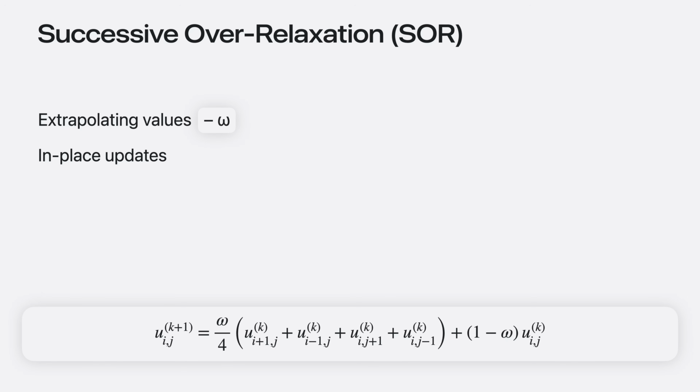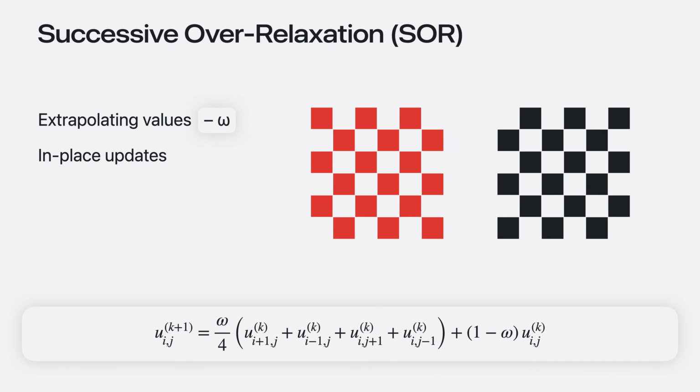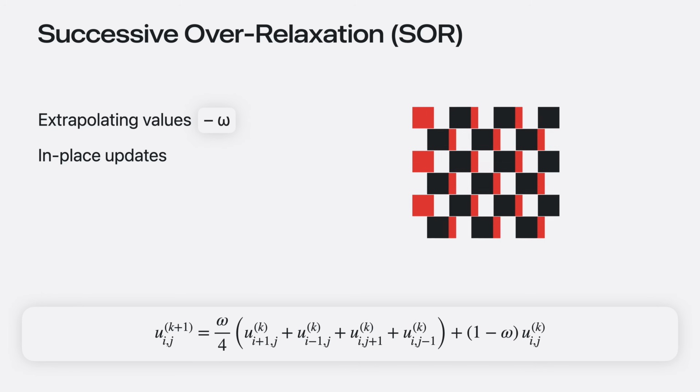The omega parameter can be computed based on the size of the array, and if the optimal value is used, this will converge in n iterations. The other key to the technique is in-place updates. MLX typically produces new arrays rather than updating in place, but a red-black checkerboard pattern, where alternating cells are processed, can be used to compute new values, giving the same effect.